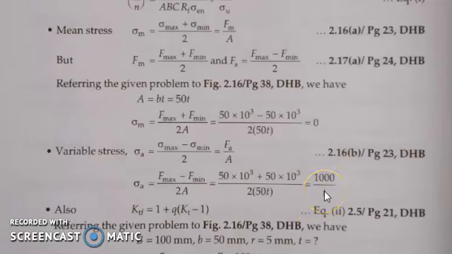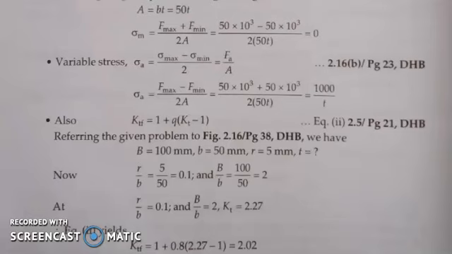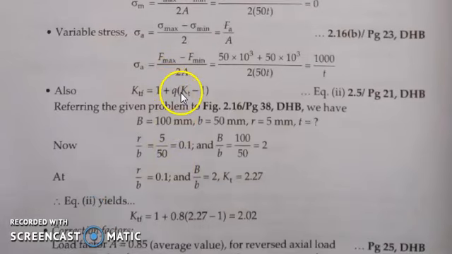Then, from the page number 21, equation number 2.5, we can take the stress concentration factor KTF is equal to 1 plus Q into KT minus 1. Again, from that page number 38 and figure number 2.16, we can take B is equal to 100 mm, smaller b is equal to 50 mm, and R is equal to 5 mm. The value of T we have to calculate.